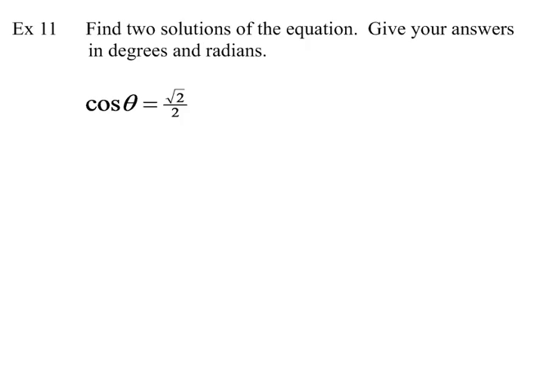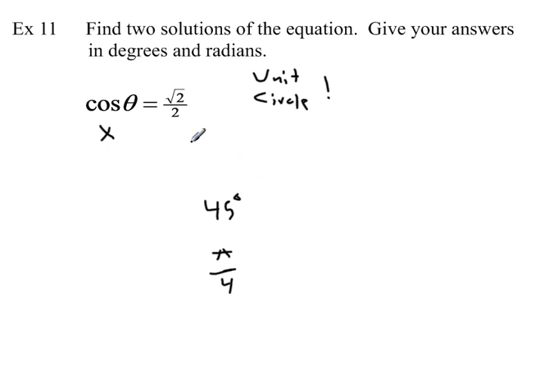All right, last kind of problem we're going to see. Find two solutions of the equation. Give your answers in degrees and radians. Here's my suggestion for you. Let's just use our unit circle. So to find these two solutions, cosine is the same as the x-coordinate. So on the unit circle, find an angle that has an x-coordinate of square root of 2/2. You'll see that angle's at 45 degrees, which is the same as pi/4.